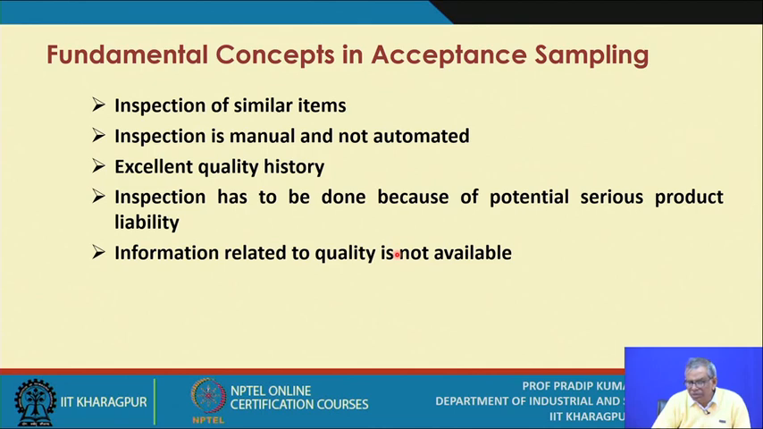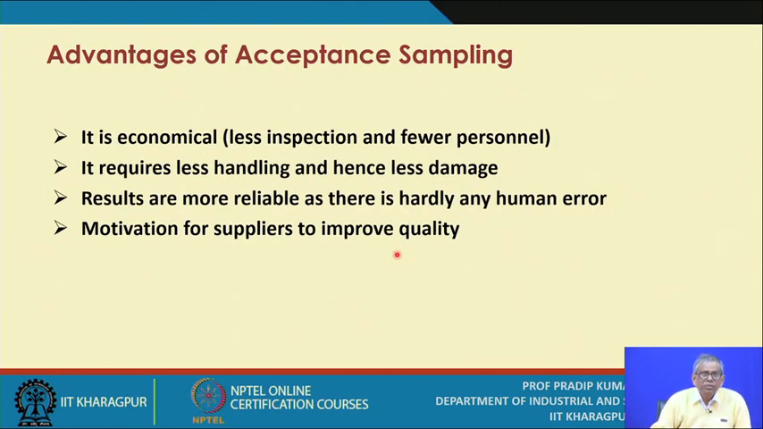Inspection has to be done because of potential serious product liability. So sometimes, knowing fully well that the lot quality is excellent, you still have certain restrictions. That means certain liability, you have to show certain data to the regulating agencies or regulating authority. So what you try to do is go for a sampling inspection or acceptance sampling. Information related to quality is not available. Is it okay? So if it is not there, obviously you must go for sampling inspection, right?